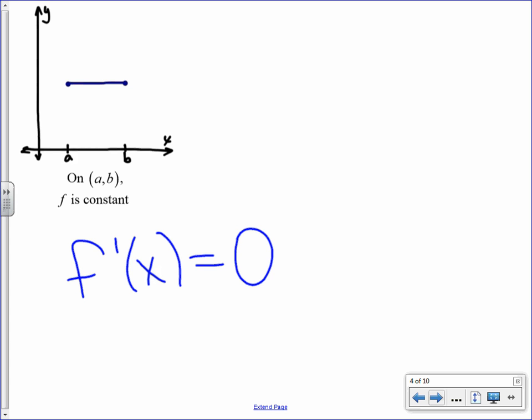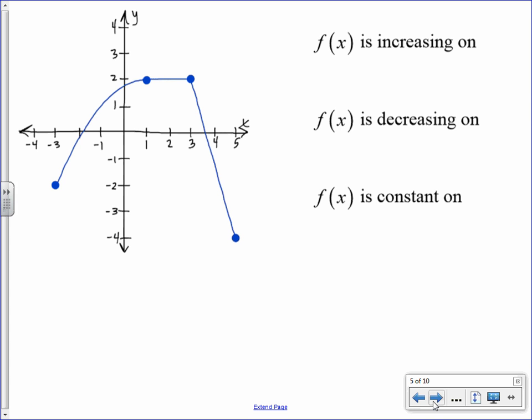This is important. When we talk about increasing, decreasing, and constant intervals, we're going to write them as open intervals. Because where we have changes in direction, that is where we have those critical points, where our derivative is either 0 or undefined. Okay? So let's look at this picture right here.